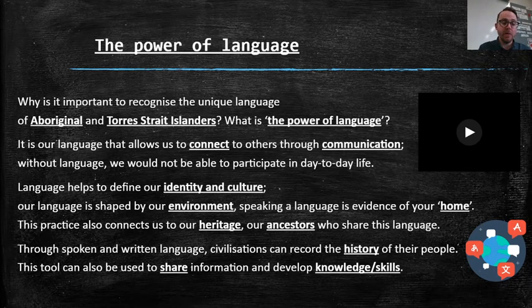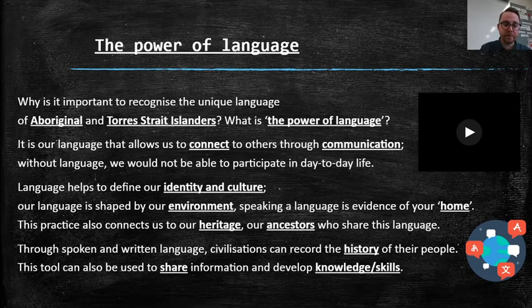Language helps us to define our identity, our culture. Our language is shaped by our environment, and speaking a language is evidence of your home. If I grow up somewhere with a lot of snow, like Iceland, my language is probably going to have 100 words for the phrase snow or snow day or something like that. However, if I grew up in the middle of a desert, I probably don't even know what snow is. I've never heard that word. I'm going to hear someone say it and I'll be like, what type of food is that? Because food is always on my mind. So speaking a language is quite literally evidence of your home, of your environment where you grew up. It's very unique to where you live, or where your ancestors lived.